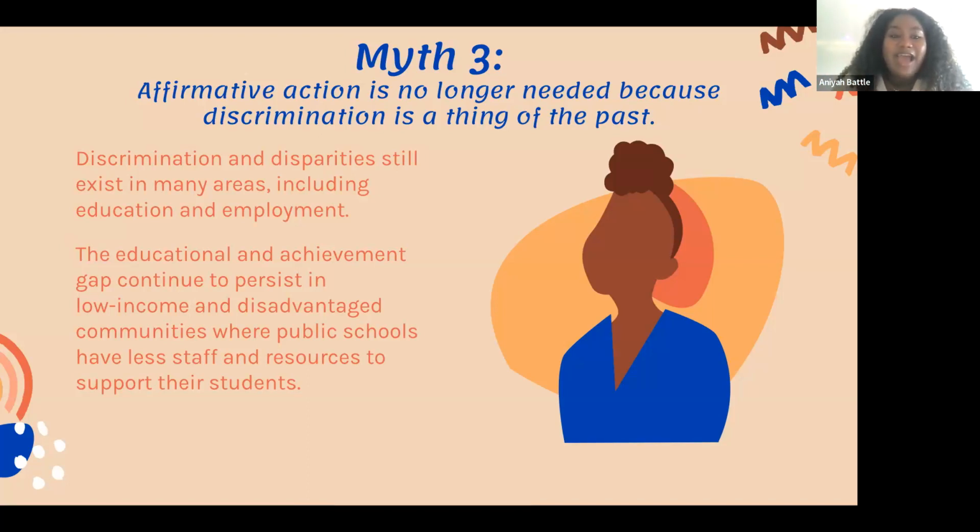The educational and achievement gap continue to persist in low income and disadvantaged communities. And this means that students who attend public schools in these communities have less staff support and fewer resources to support students. Whereas a school in Flushing or in the Bronx, compared with a school in the Upper West Side or the Upper East Side, which probably have lots of resources and well-paid staff who want to put in the time and effort outside of what's immediately demanded of them in order to support these students and their achievements.